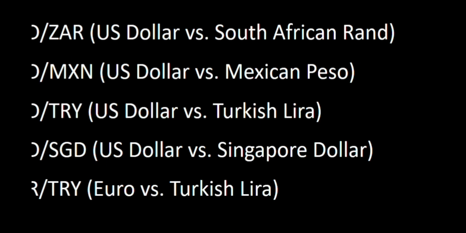All right. So these are examples of exotic pairs. You will know about USD/ZAR. ZAR is South African rand. MXN, that's Mexican peso, TRY, Turkish lira, and the Singapore dollar.